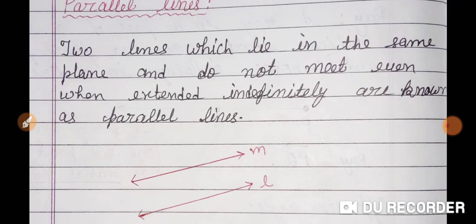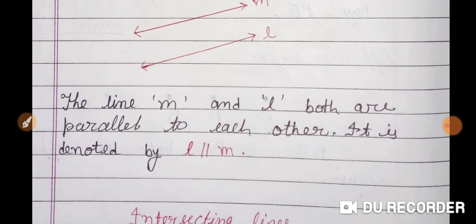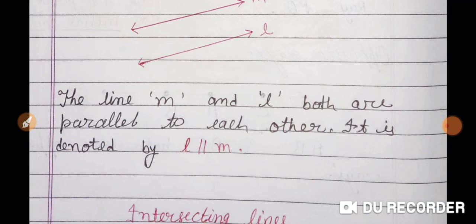So two lines which lie in the same plane and do not meet even when extended infinitely are known as the parallel line. Means two different lines which will not cut to each other is said to be the parallel line. Okay. Now in this figure M and L both are the parallel to each other and it is denoted by L parallel to M.